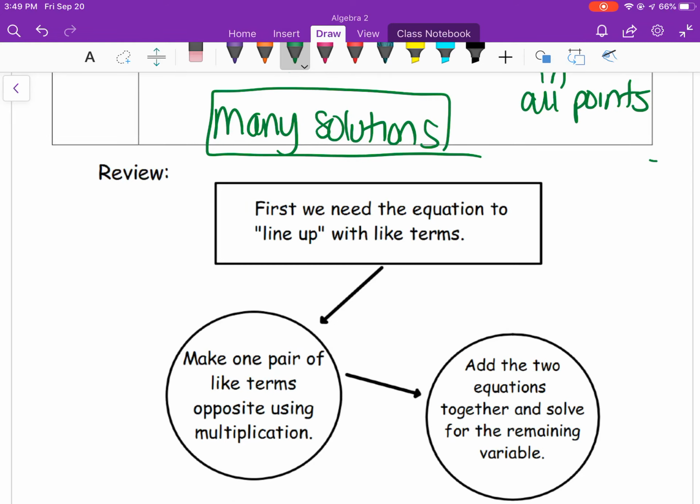So just remember, first you need to line up the equations with like terms. Make one pair opposite using multiplication if you have to. Then add the two equations together and solve for the remaining variable. And then plug it back in for the other variable.